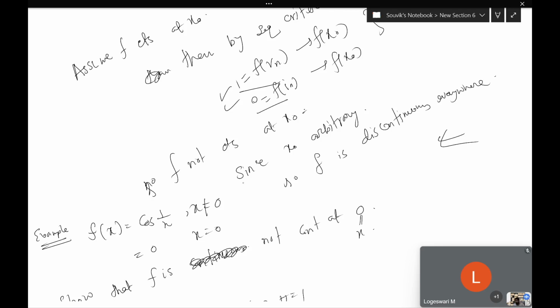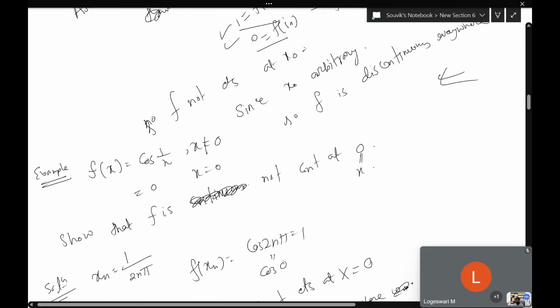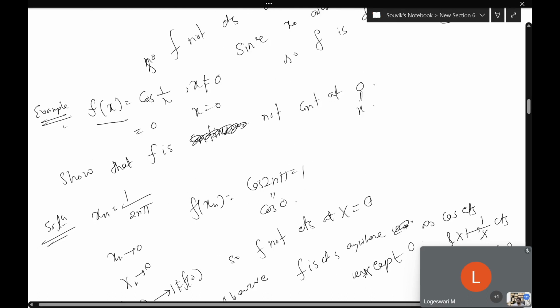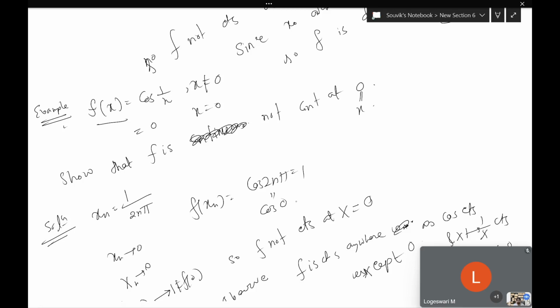So I hope you are not in confusion. Consider, for example, f(x) to be cos(1/x) when x is not equal to 0, and 0 when x equals 0. We need to show that it is not continuous at 0.